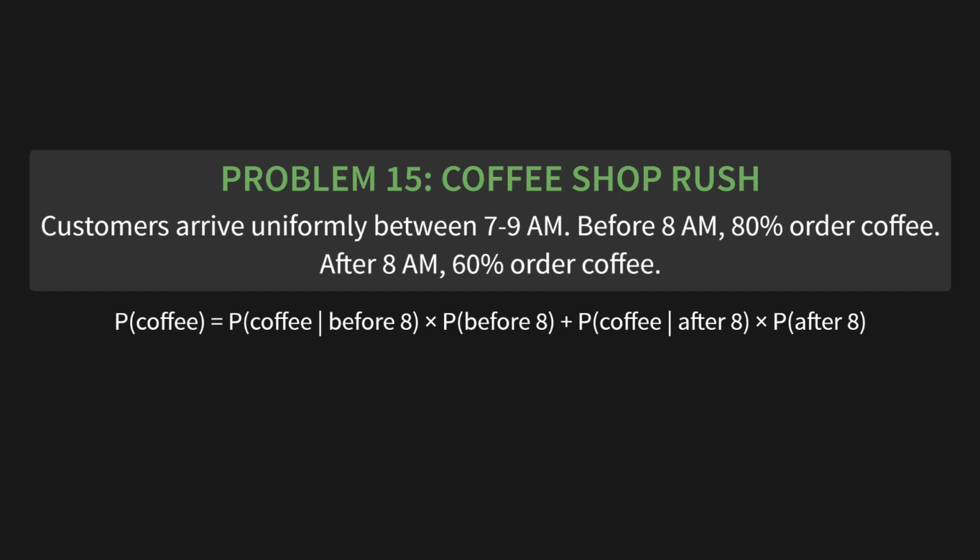Let's calculate. Early arrivals, 50% of customers, 80% want coffee. That's 0.5 times 0.8 equals 0.4. Late arrivals, 50% of customers, 60% want coffee. That's 0.5 times 0.6 equals 0.3. Add them up, 40% plus 30% equals 70% of all customers order coffee.